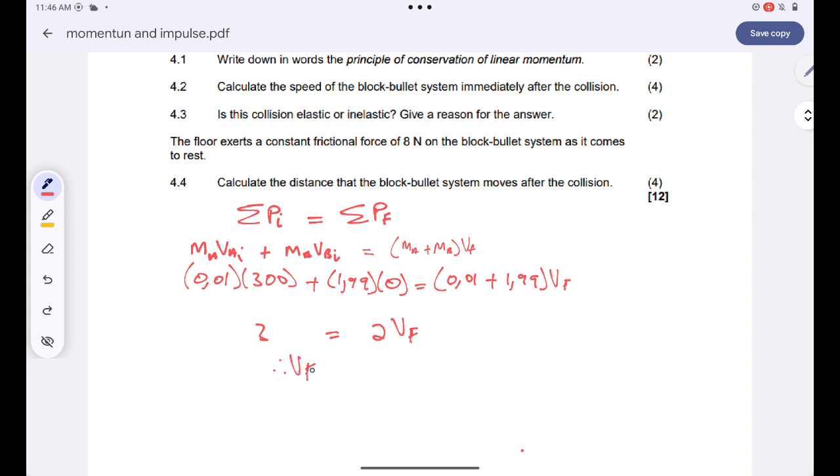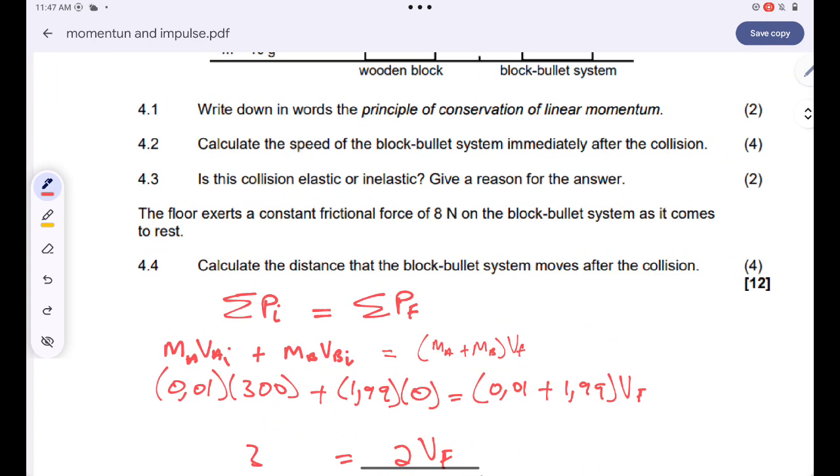So therefore the final velocity is 1.5 meters per second. Since it's positive, it means it's moving towards the right. But we were not asked to find the velocity, we were asked to find the speed. Remember that speed is just a scalar quantity, it has magnitude only. So the speed of the block-bullet system is just 1.5 meters per second.